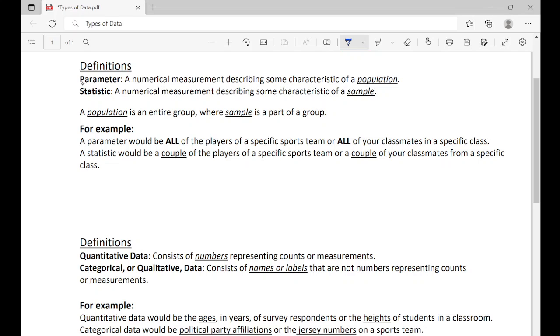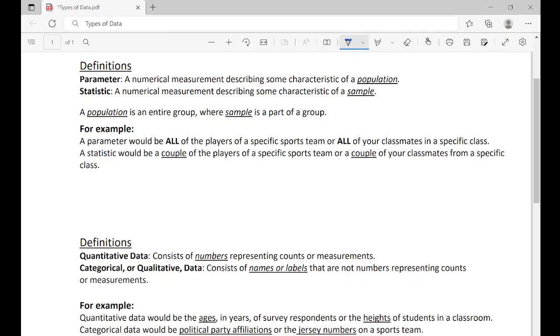First, we have a parameter. And a parameter is a numerical measurement describing some characteristic of a population. So parameter and population are grouped together. Whereas a statistic is a numerical measurement describing some characteristic of a sample. So statistic and sample are grouped together.